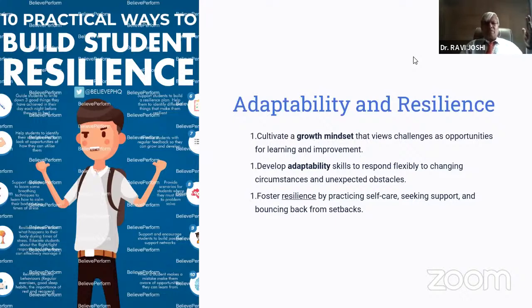Cultivate a growth mindset. Though we discussed this in earlier slides, here the focus is on life skills that view challenges as opportunities for learning and improvement. Many of our students are not thinking of their future. Whenever students or some faculty come to me for some sort of mentoring, I say, have you given thought to your future career plan? Why did you select this career? To my faculty friends, I ask, have you designed some mission and vision for your career and life?